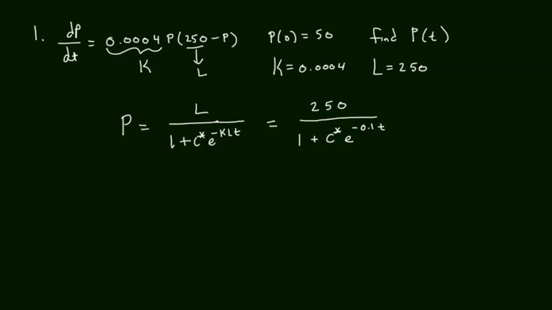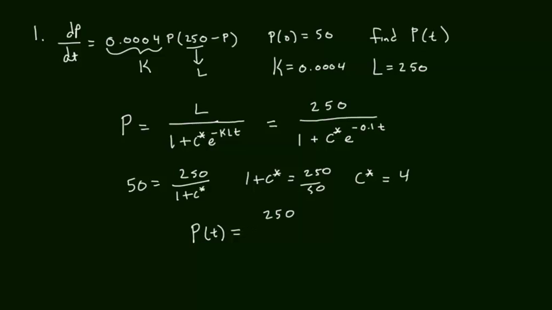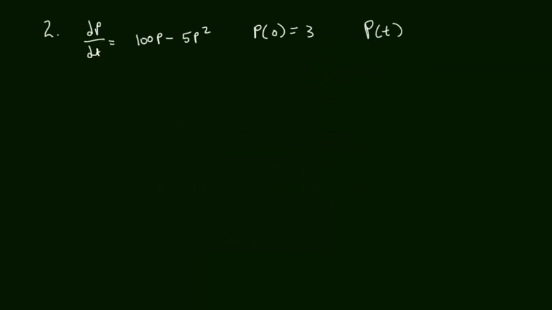Now we do have to solve for C star with our condition that P equals 50 when t equals 0: 250 over 1 plus C star times 1. That tells me that 1 plus C star equals 250 over 50, C star equals 4. So our final equation, P of t equals 250 over 1 plus 4 e to the negative 0.1 t.